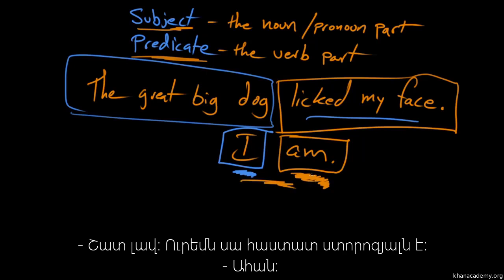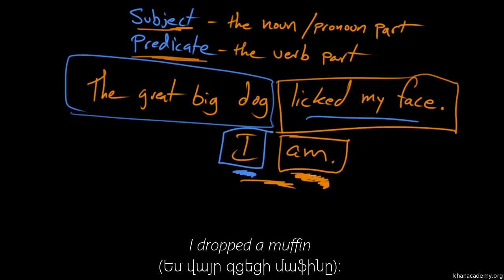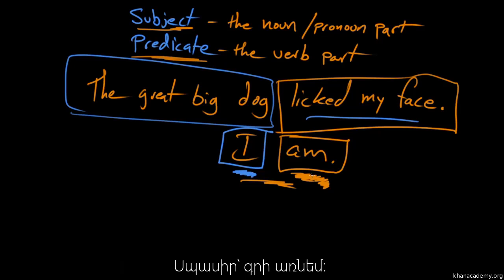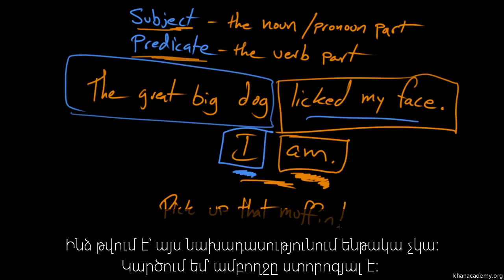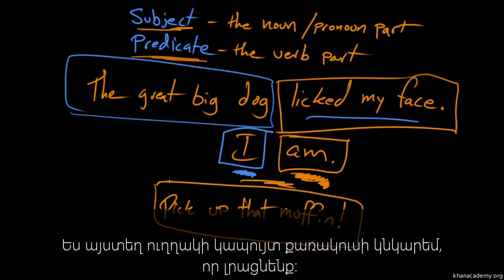Okay, but Paige, let's say I dropped a muffin. And you told me, pick up that muffin. That sentence doesn't seem to have a subject. I see how all of this is predicate. Pick up is a verb, and then the muffin is the thing that's being picked up. Like, that's all one thing.